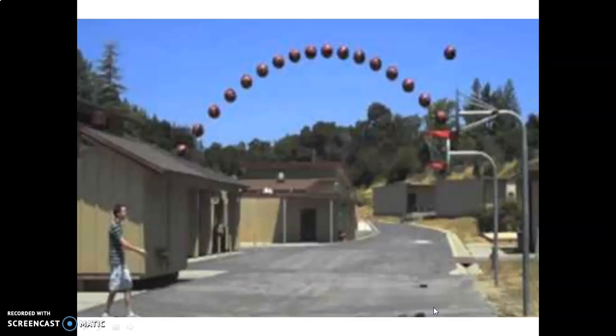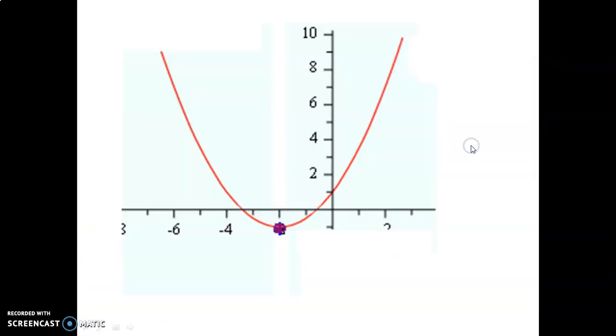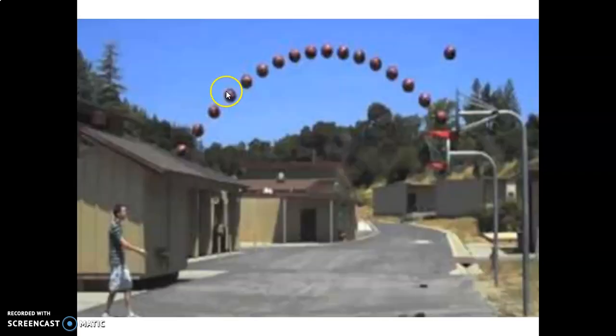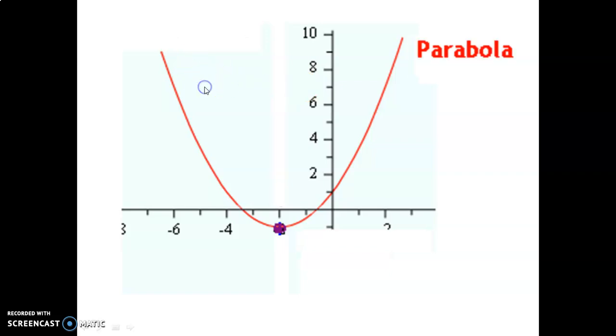Okay, quadratics are important in many ways, but one of the main ways is that they can be used to model the trajectories or flight paths of objects in our atmosphere. Most objects will fly in a parabolic path due to gravity. When we talk about that path, that shape when graphed is called a parabola. Here's an example of a parabola.